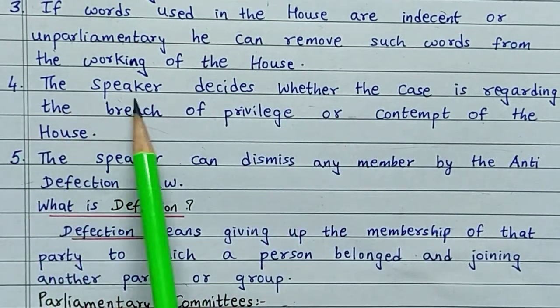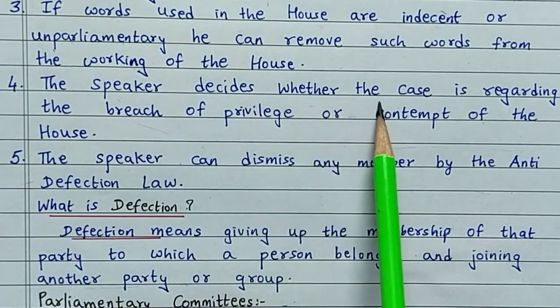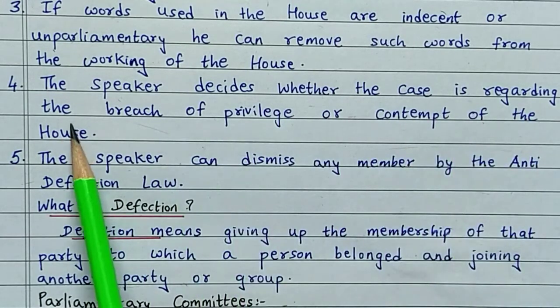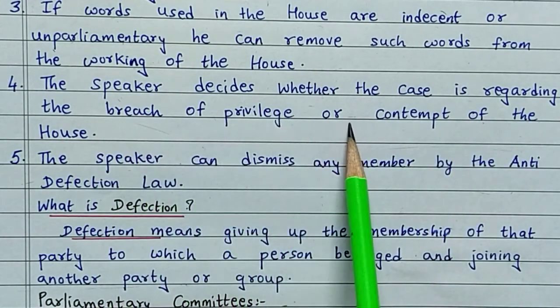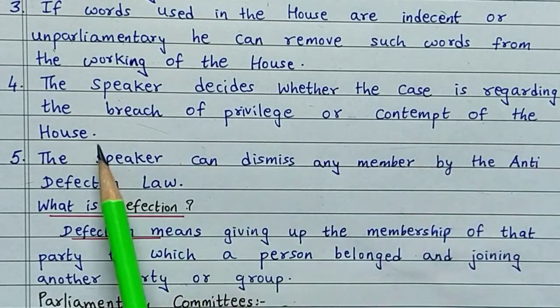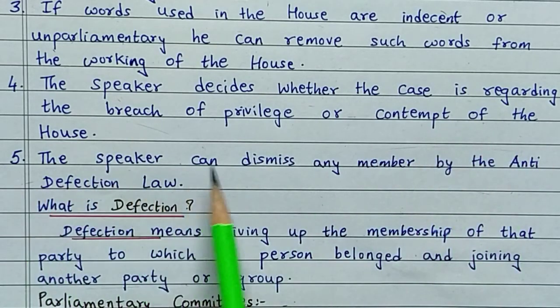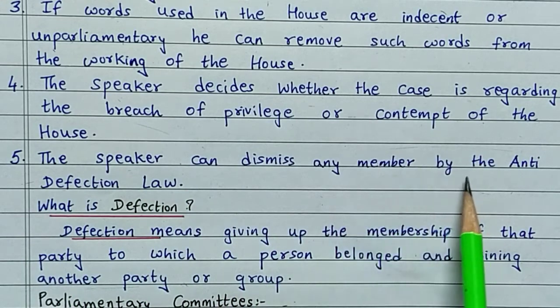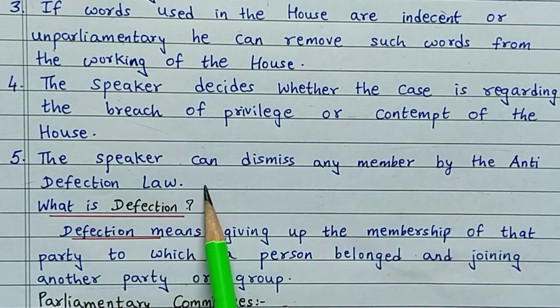Number 4, the Speaker decides whether the case is regarding the breach of privilege or contempt of the House. Number 5, the Speaker can disqualify any member under the anti-defection law. What is defection? Defection means giving up the membership of that party to which a person belonged and joining another party or group.